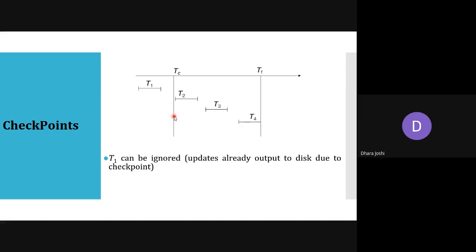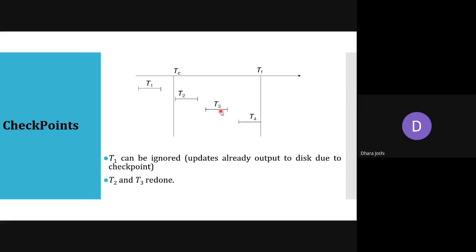And we just look at this highlighted part, from the failure to this checkpoint. T1 is ignored because the updates from its write operations have already been done into the database. So we need to think about just three transactions: T2, T3 and T4.